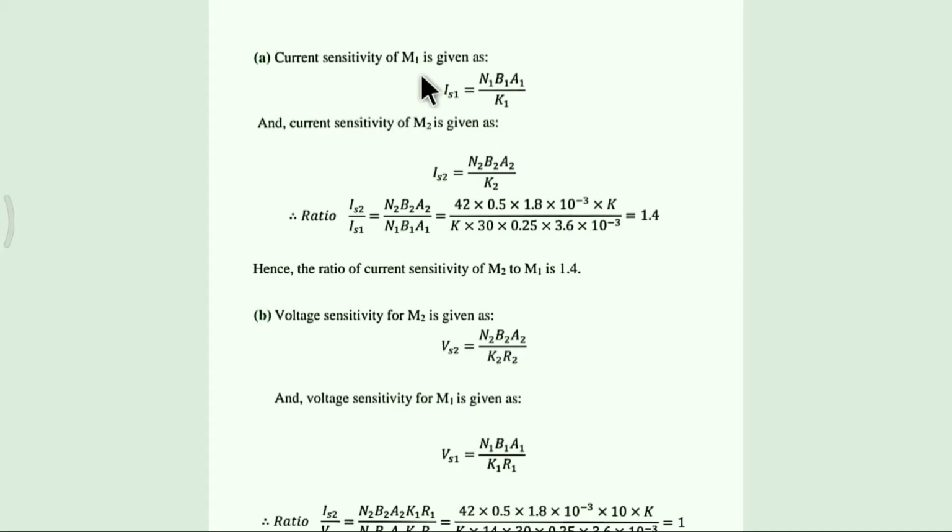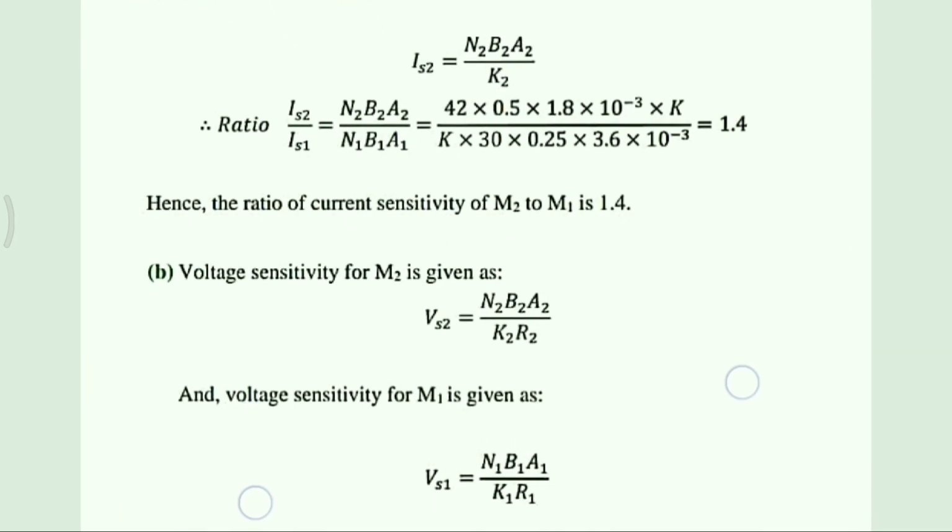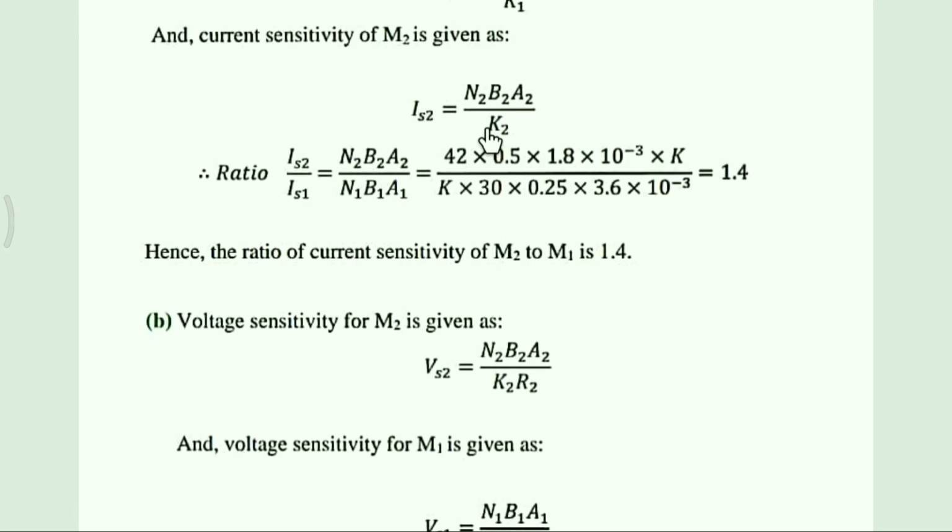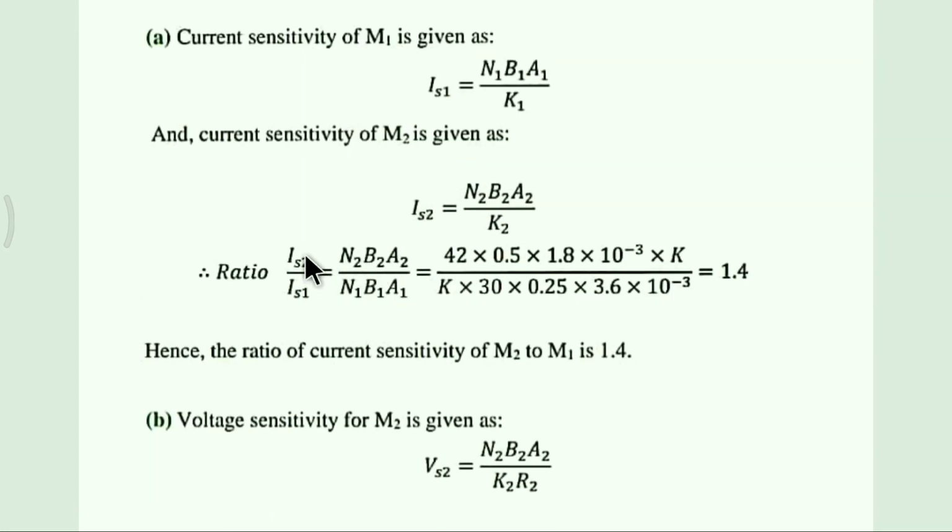So current sensitivity for M1 is given by NBA by K, that is the formula, with suffix 1 given for the M1 meter. Now the current sensitivity for the M2, same formula, it will be N2 B2 A2 by K2. Okay, so now IS2 by IS1 according to the question comes out as 1.4. We have inserted all the given values here.